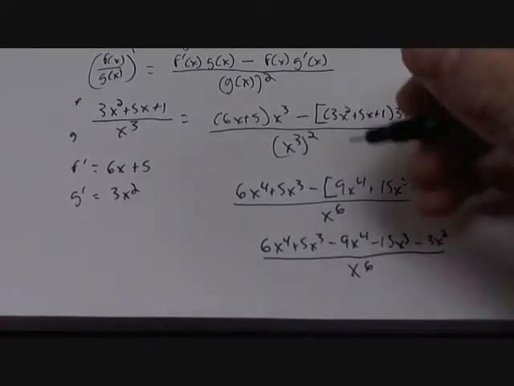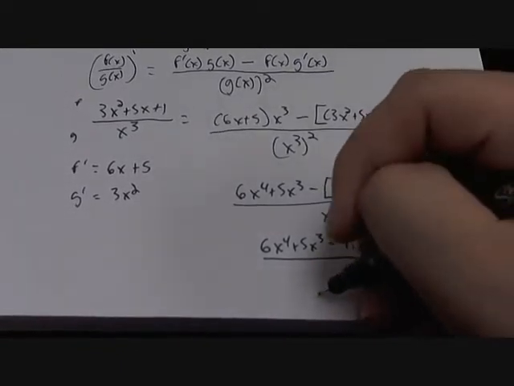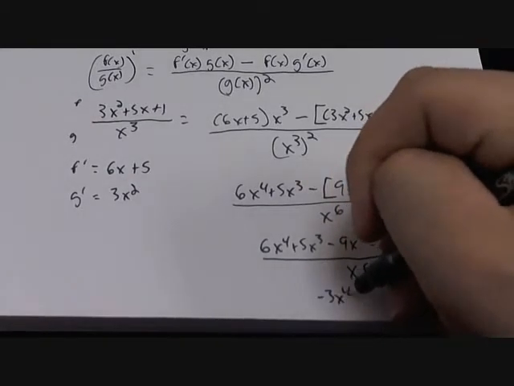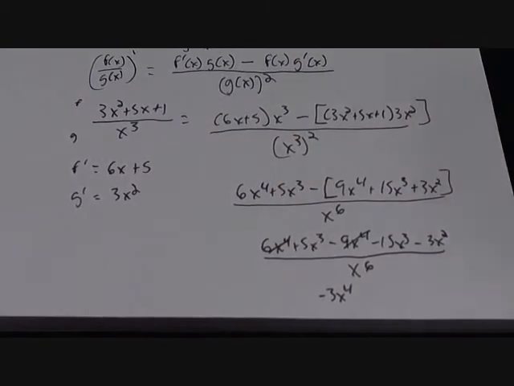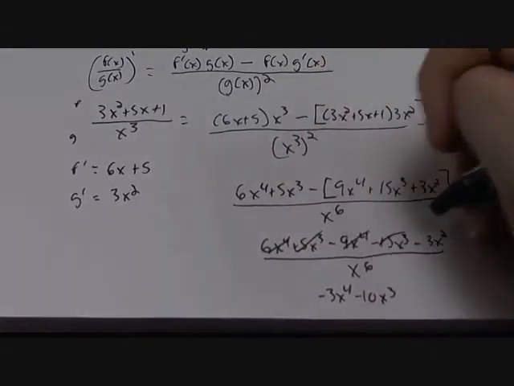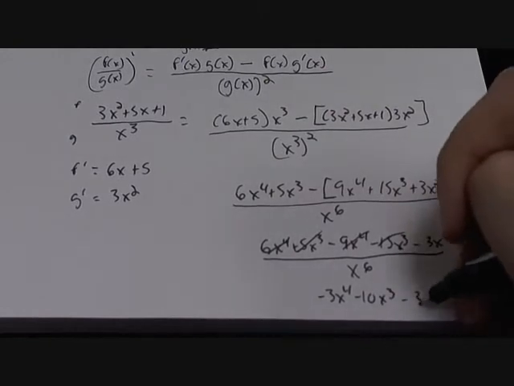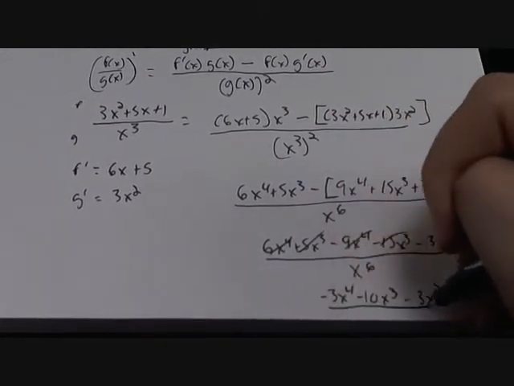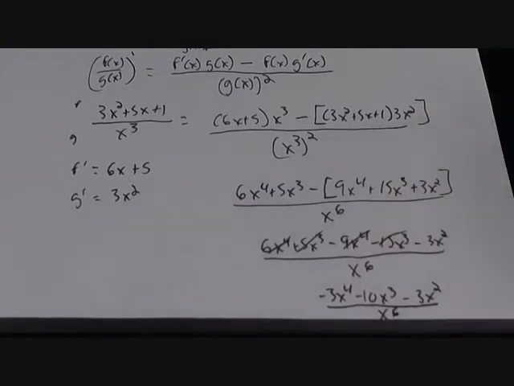So combine like terms. 6 minus 9 is negative 3, so negative 3x to the fourth. Cancel those out, the cubes. Plus 5 minus 15, negative 10 x cubed. And we're left with negative 3x squared, x squared divided by x to the 6.